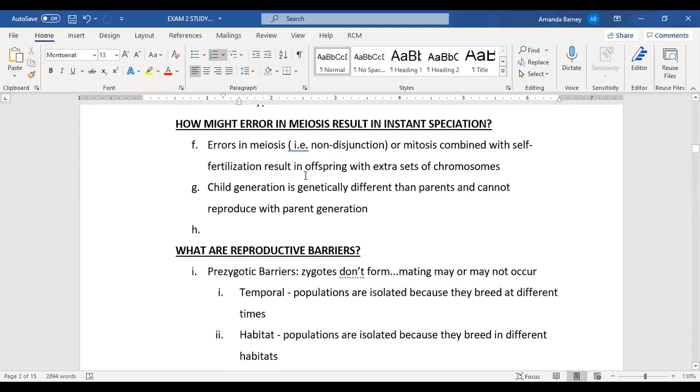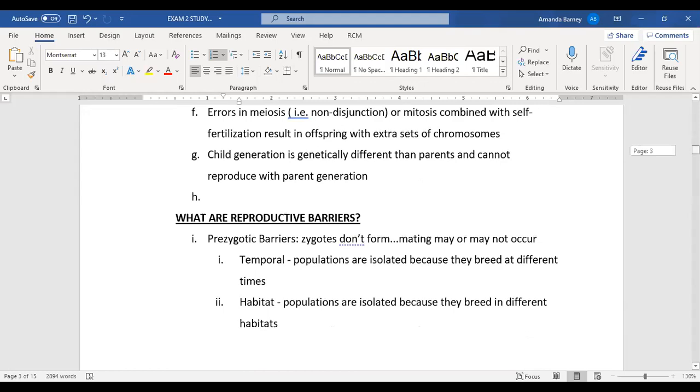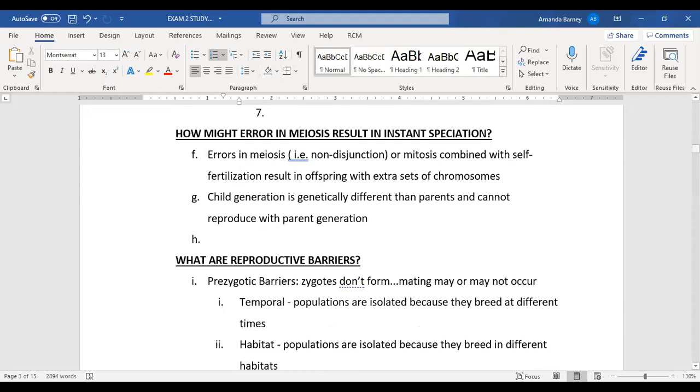Meiosis, this is that polyploidization again, basically. There's errors, so you have the non-disjunction or mitosis combined. So the self-fertilization, that's when they have all the extra chromosomes, and then they're unable to reproduce with parent generations. That's really important about this: are they able to reproduce with the parent generation?